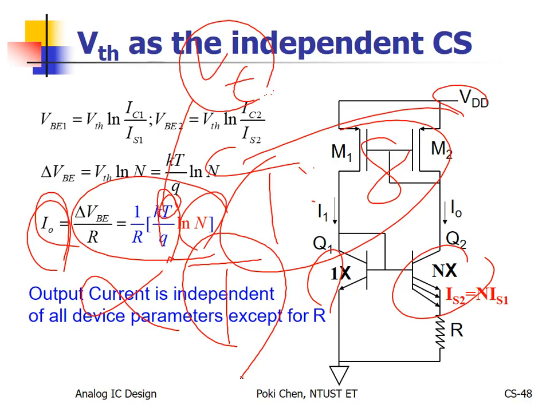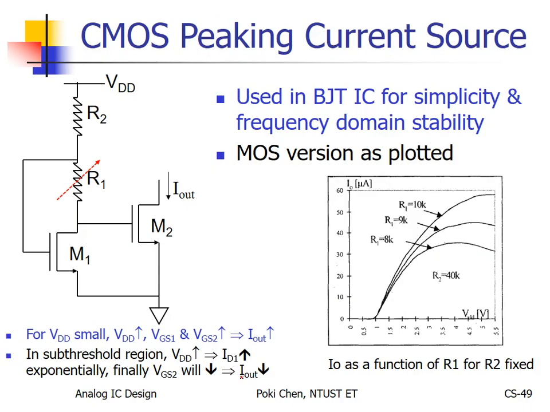For a very good reference current, it still doesn't make any sense. It needs to be independent of not only supply voltage but also operation temperature. But how to make it? Yeah, today I wouldn't like to teach you about that. Too complicated for you. Now let's finish this chapter. Yeah, within minutes. CMOS peaking current source. That is another idea to make the output current independent of the supply voltage. Yeah. For derivation, I think that is really complicated, but by explanation, good enough.